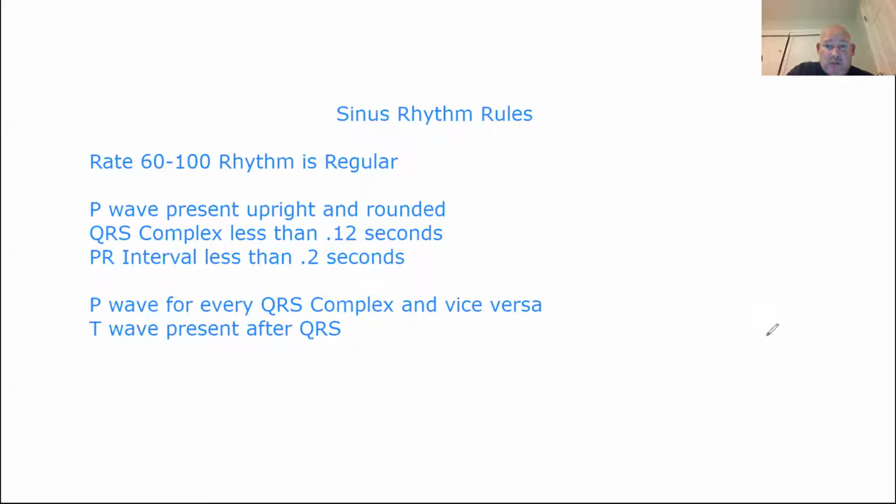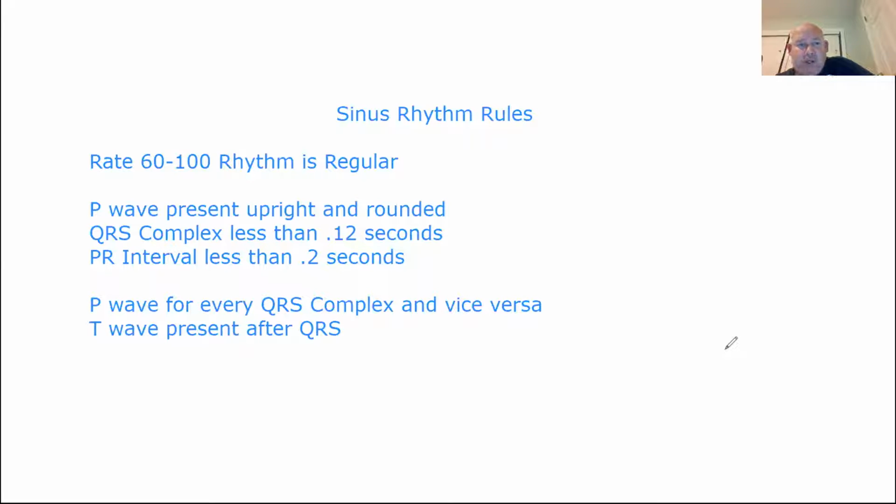So these are the rules for sinus rhythm. If you have a cardiac rhythm that falls within these parameters, then by definition, we would refer to that as a sinus rhythm. So the first thing that we want to look at is the rate. As long as the rate is between 60 and 100, then it meets the rules for that.